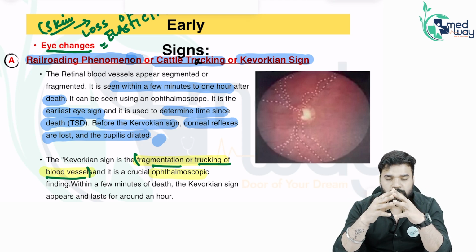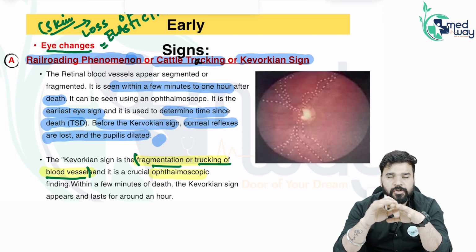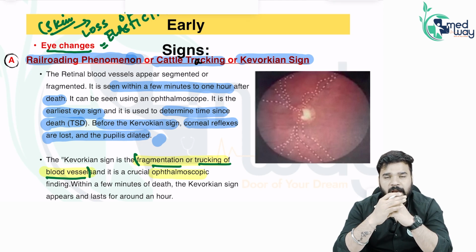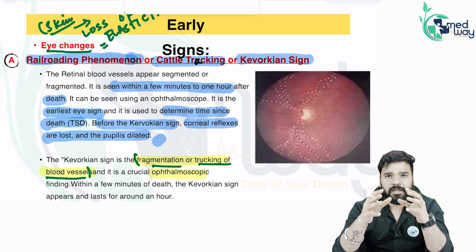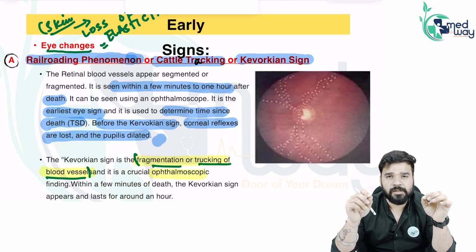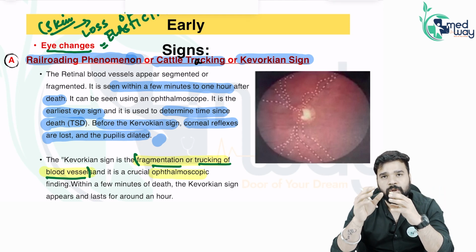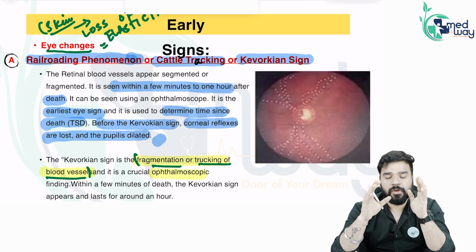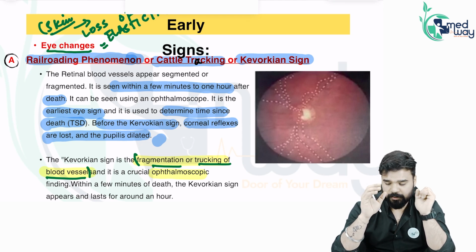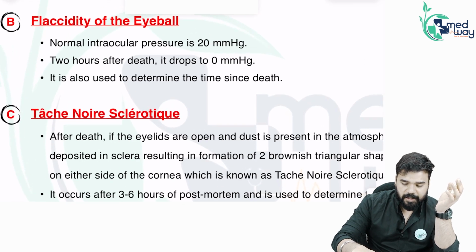So again, in early signs, first will be skin, where there will be loss of elasticity. Second will be the eye. In the eye, the first sign we'll see is fragmentation of retinal vessels. It is known as Kevorkian sign, and it is seen within a few minutes to 1 hour after death. These points you have to remember by heart. Now moving forward, second sign.